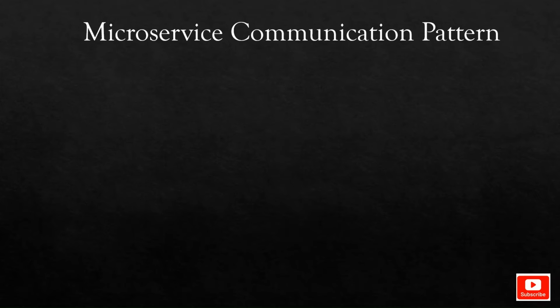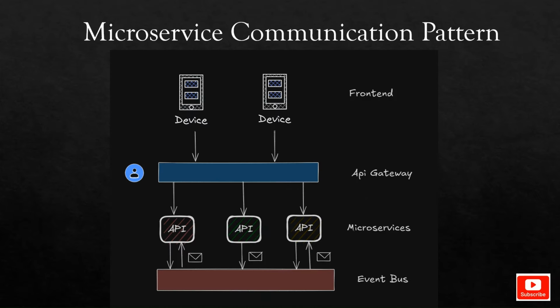So here if we see, microservices can communicate with each other with different patterns. Either they can communicate directly with each other or communication can happen via an event bus. In this diagram we can see that the front end calls microservices via HTTP calls and there is an API gateway in between. The API gateway enables you to provide secure access to the backend services through a well-defined REST API.